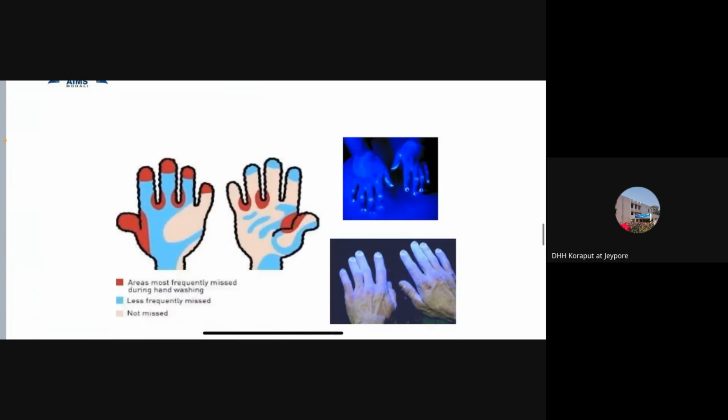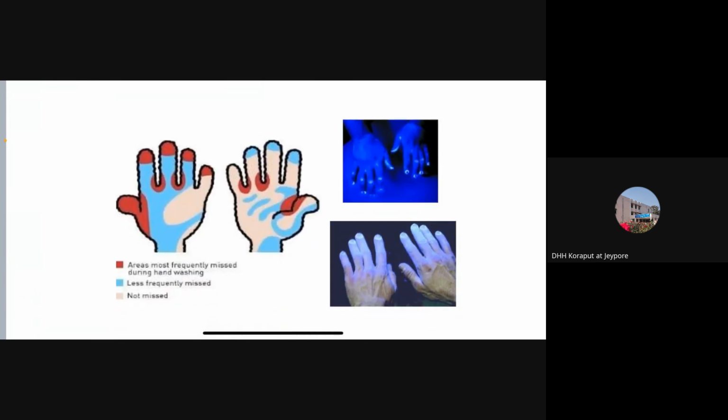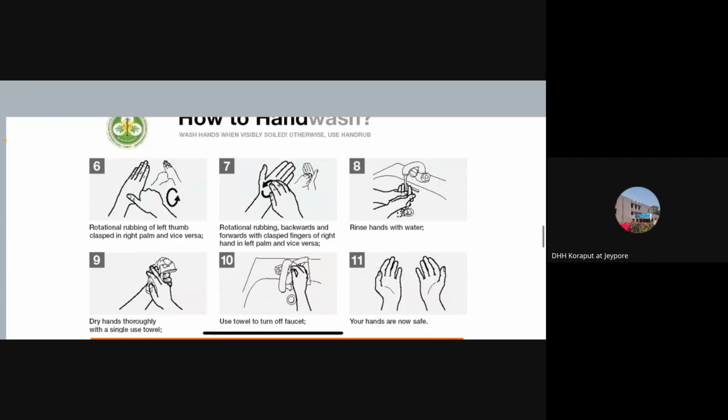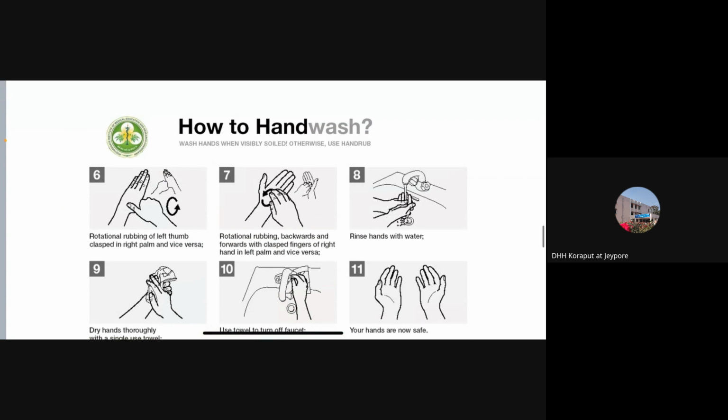Also, if you do not do the practice in a correct manner, then there are a number of areas which are missed during hand washing, let's say the interlaces, the nails. These are the areas which are missed, and that is why WHO has recommended a proper how-to hand wash procedure, which will take 40 to 60 seconds, and if it is a hand rub which you are using, then it is 20 to 30 seconds.